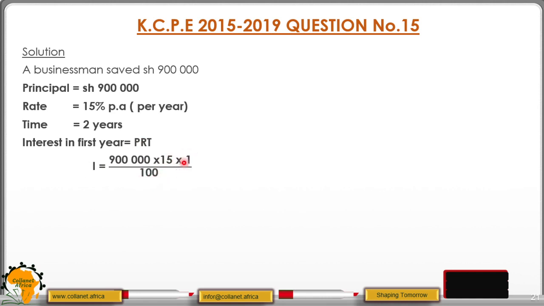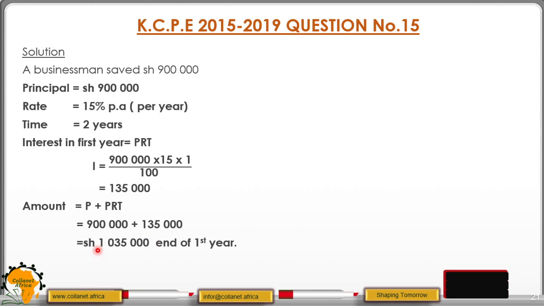We're not multiplying everything by 2 because this is compound interest calculated per year, or according to how the question is framed. If this was given per month, then this would be calculated per month, but this one is per annum, per year, so 1 year. So in the first year the interest was 135,000. After that you add it to the principal to know the total amount payable after 1 year. So principal is 900,000 plus this, you get 1,035,000 at the end of the first year.